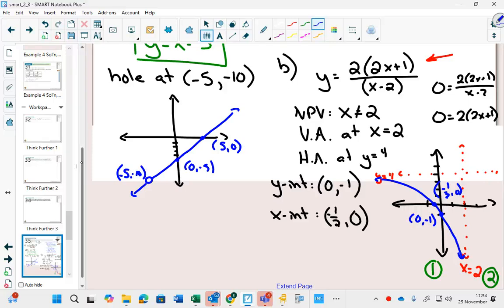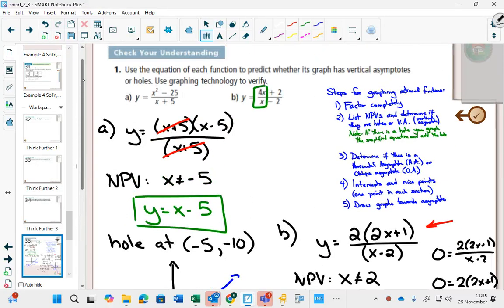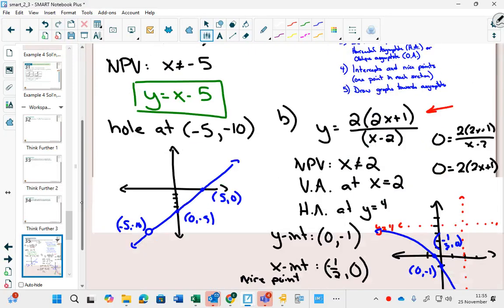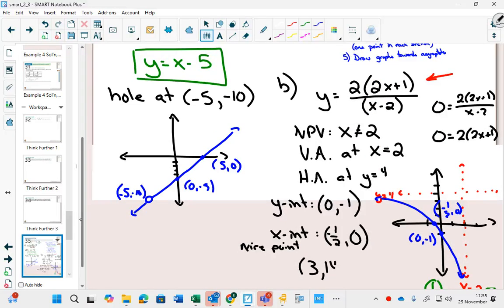Can you see that if I plugged in 3 for x, maybe even label this as a nice point. Sometimes your nice point might not even look that nice. But 3 is not bad. I could plug in 3. What would happen if you plugged in 3? What would you get on the top? You would get, and you might even want to go back to the original equation, 4 times 3 is 12. 12 plus 2 is 14. On the bottom, you'd have 3 minus 2, which is 1. So you'd have 14 over 1. So you have the point (3, 14).